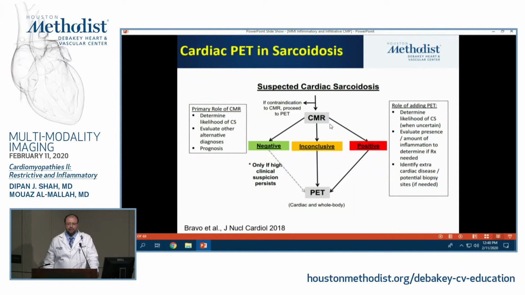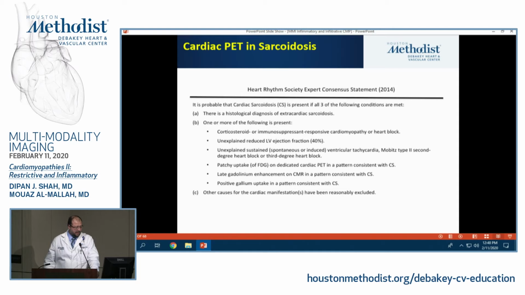Now, if you find this delayed enhancement or scarring on MRI, then you probably need to know if this is active disease or this is disease that happened sometime in the past. And this is where PET adds a lot of information, because it will help guide you in terms of defining the therapy for this patient.